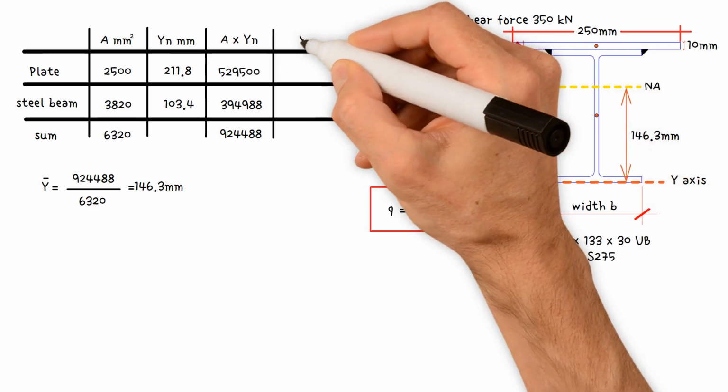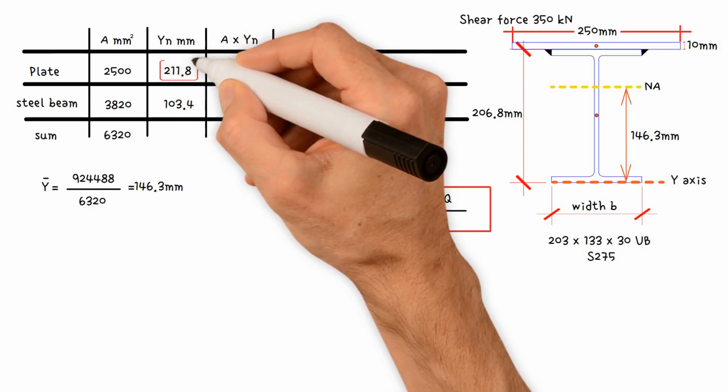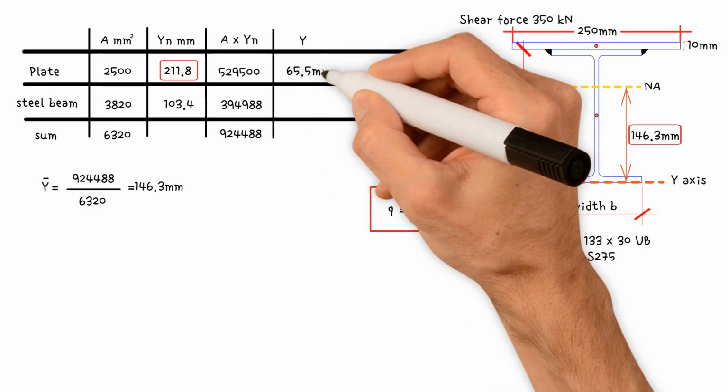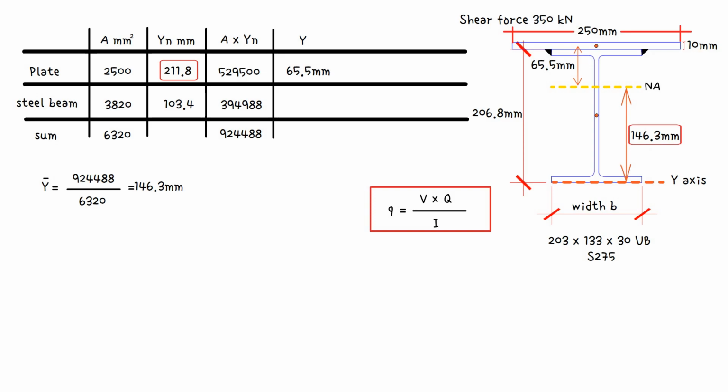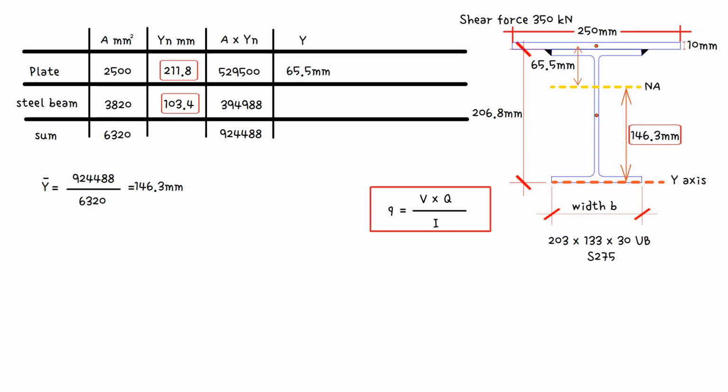In the next column, we need to find y, the distance from neutral axis to the centroid of the member's cross-sectional area. For the plate, y equals yn 211.8 mm minus y bar 146.3 mm. This gives us a value of 65.5 mm. For steel beam, y equals y bar 146.3 mm minus yn 103.4 mm. This gives us a value of 42.9 mm.